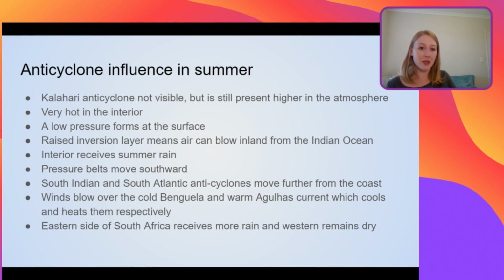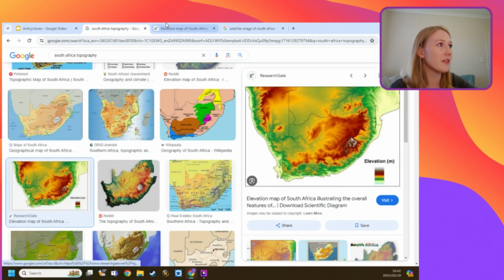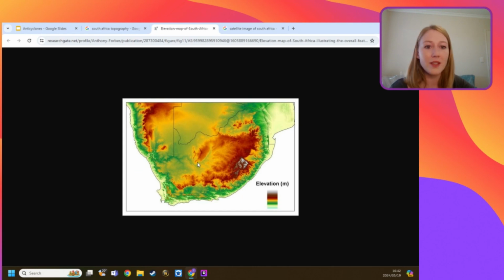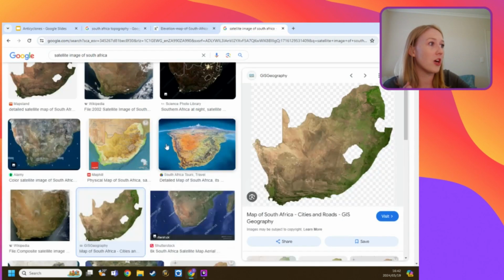So, summer is when the interior parts of South Africa get their rain. What happens is that this part of the land gets hot, and as it gets hot, the air starts to rise. Sometimes you will see it even as a low pressure system on a synoptic weather map.